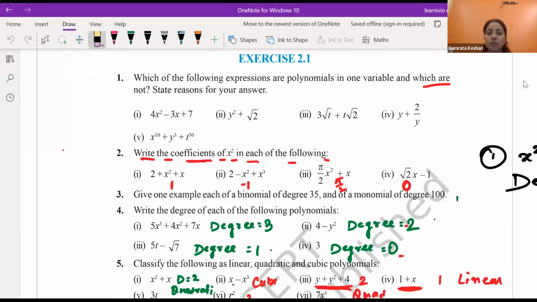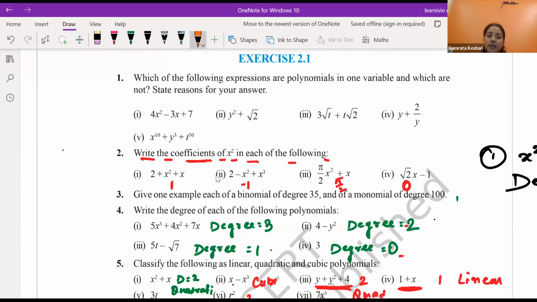Question number one, we will focus on this. Let's read the instruction. Which of the following expressions is polynomial in one variable? Is it readable, Apurva? Yeah. Expressions are polynomial in one variable, so we have to identify which one is a polynomial in one variable and which is not.